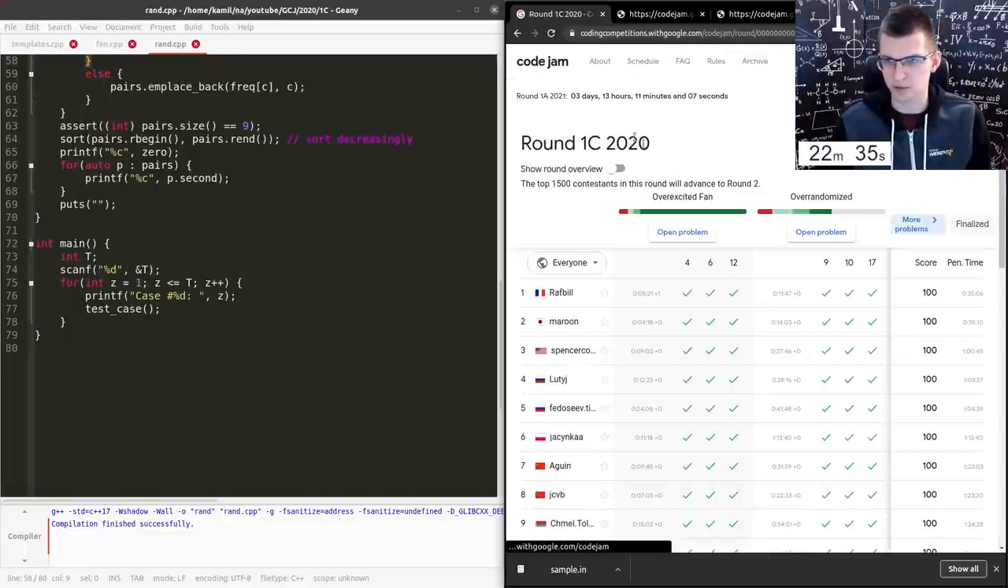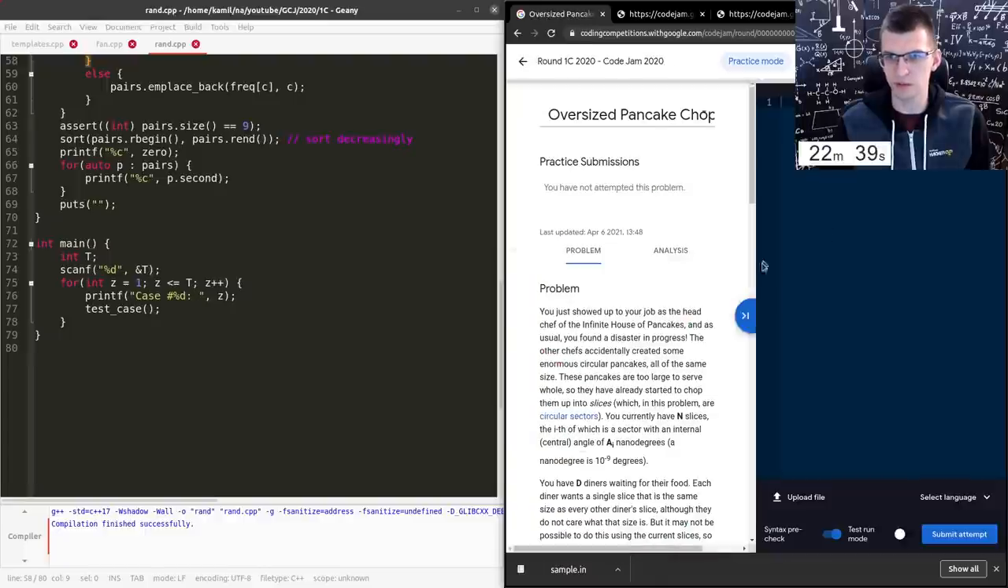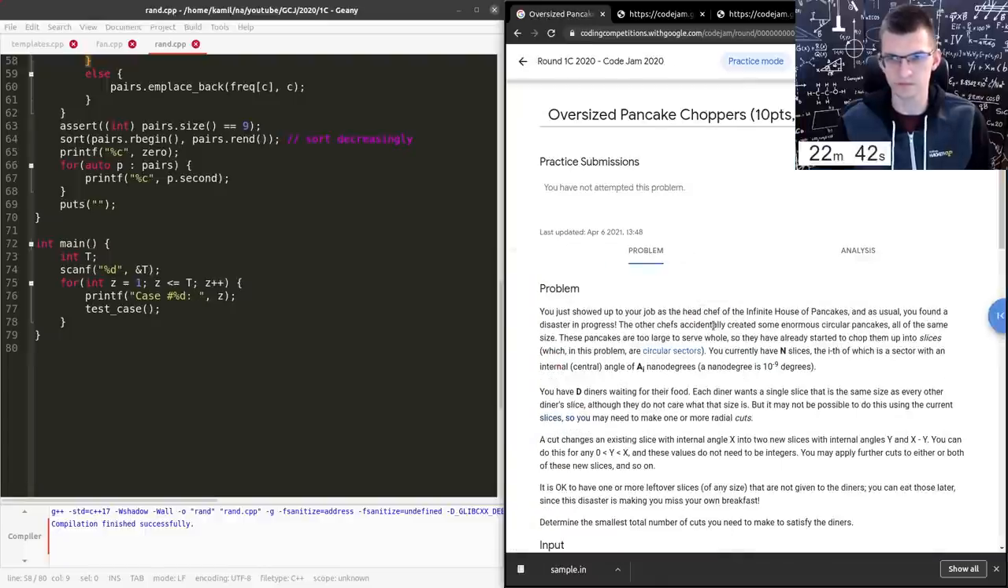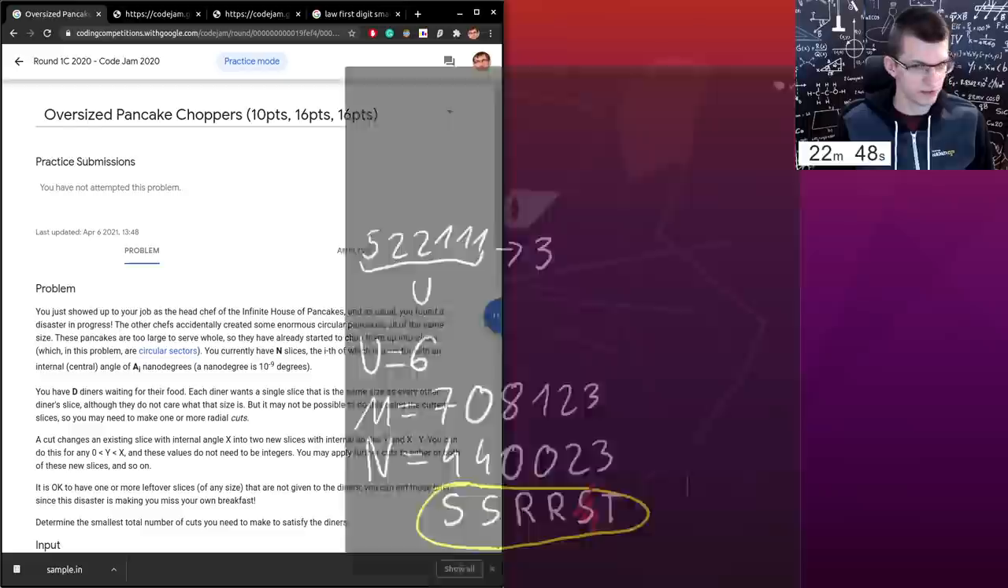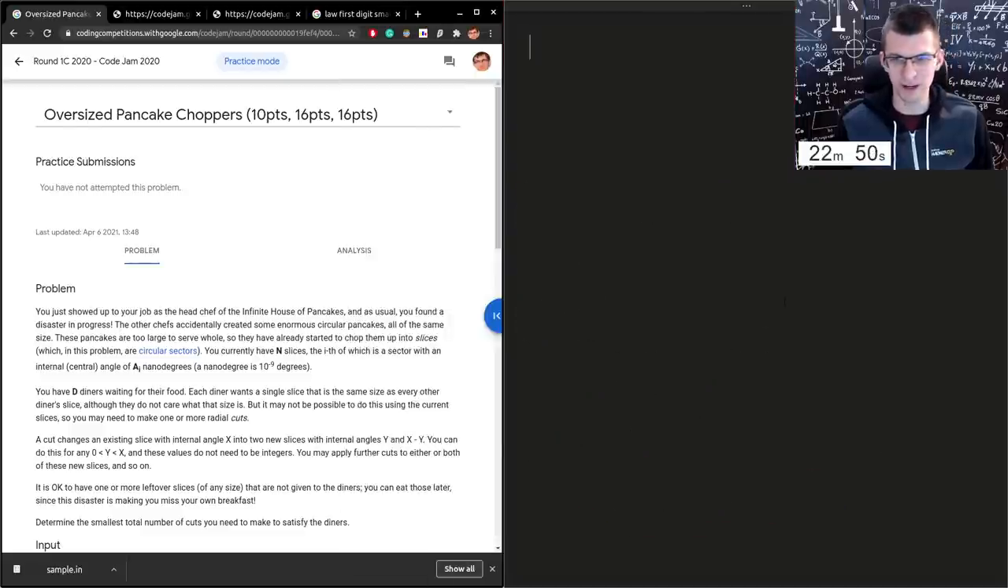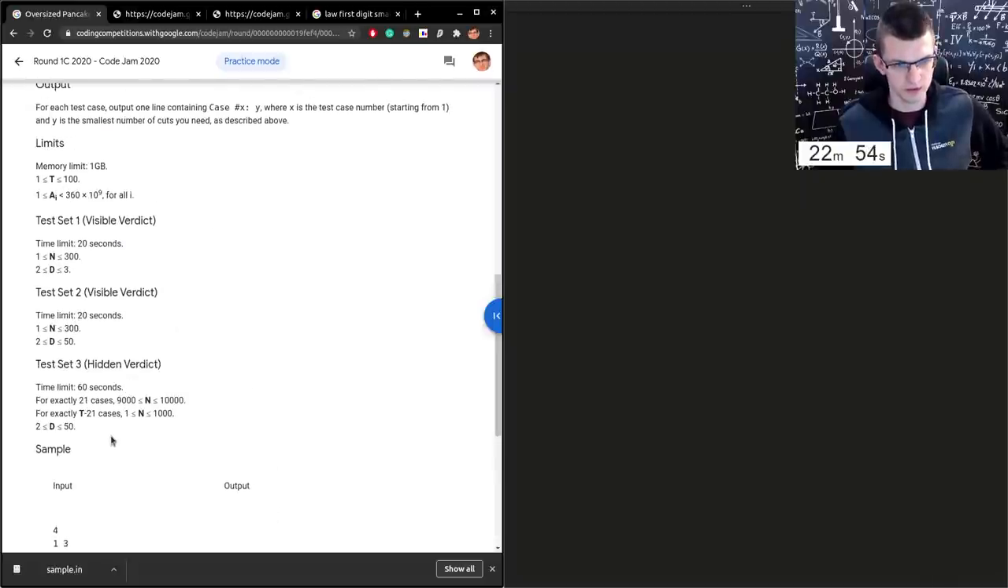Yeah, the second problem done. And the last one is Oversized Pancake Choppers. This is the first problem where it might be optimal not to do the full problem. There are 3 test sets. Maybe just the first one or the first 2 will be enough.